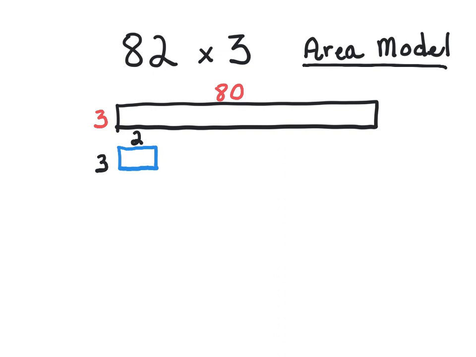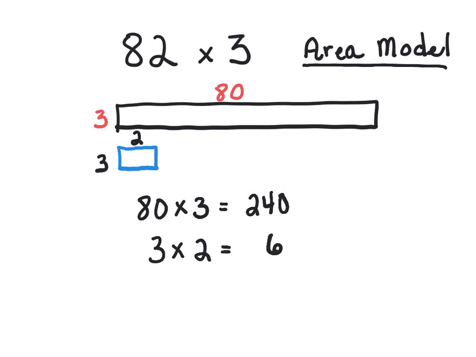Now we can actually put this together. We can say 80 times 3 is 240, and on the bottom, the little rectangle we have there, we have 3 times 2, that equals 6. And when we add these up, 240 plus 6, we're going to get 246. Okay, so that's another strategy that you could use to solve multiplication, called the area model.